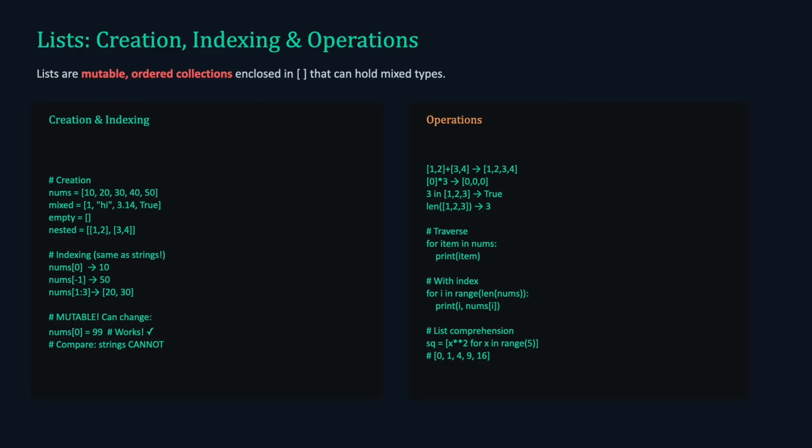This works. Concatenation with plus joins two lists. Repetition with star duplicates. Membership with in checks existence. You can traverse with a for loop directly or using range with len. List comprehension is a one-liner to create a list. [x squared for x in range(5)] gives you 0, 1, 4, 9, 16.